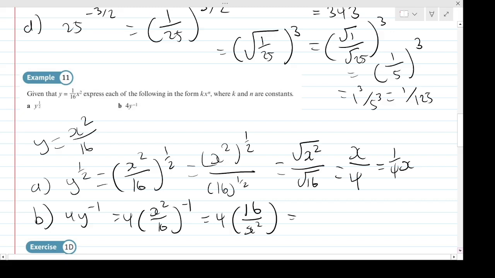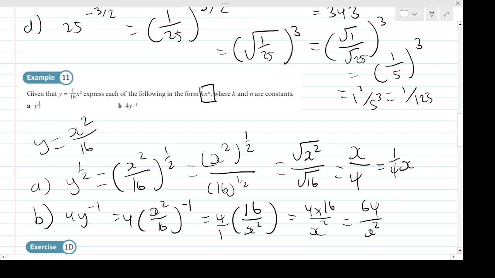Okay, and now I multiply by 4. So again, 4 is kind of like 4 over 1, so it's like multiplying fractions together. So that'd be 4 times 16 over x squared. Well, times 1, but that would just be x squared still. 4 times 16 is 64, so 64 over x squared. Okay, but it wants it in this form here.